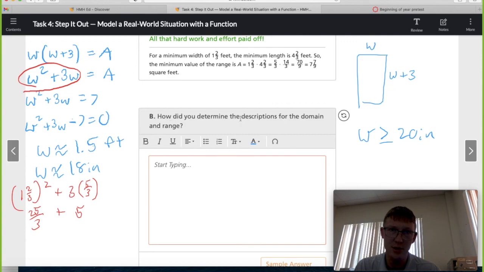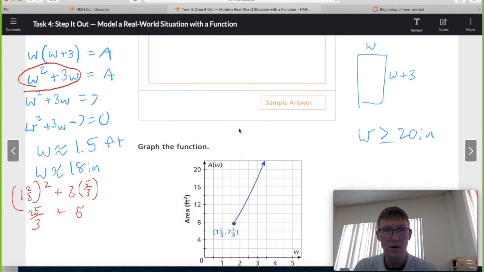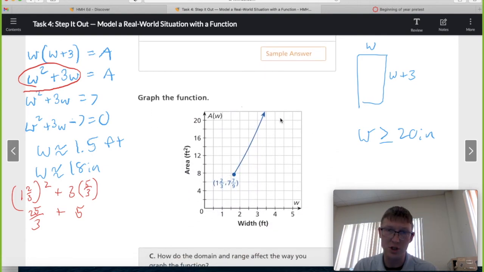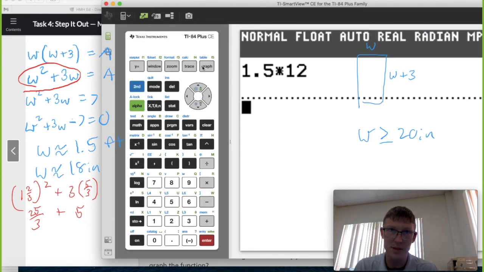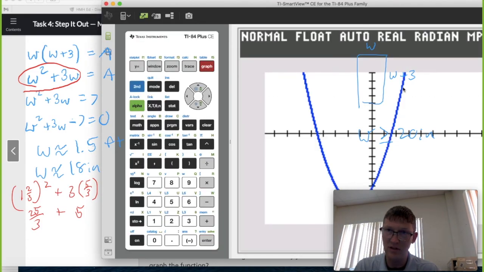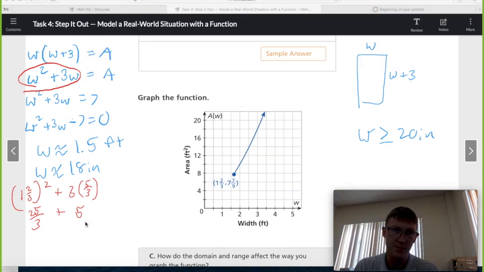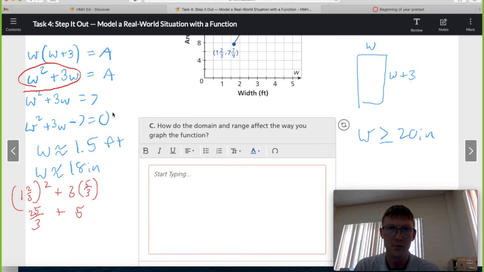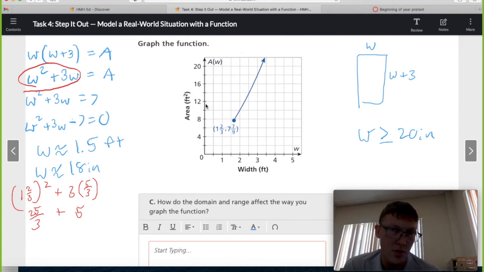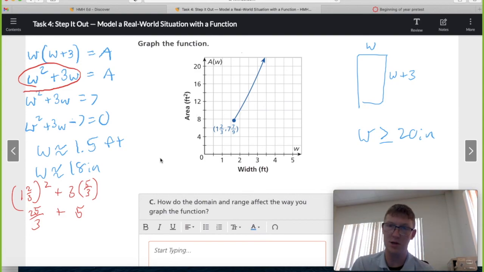How did you determine the descriptions for the domain and range? So we were given the domain and then we solved for the range. Sometimes you have to do that. So there's the graph of the function. So it looks similar to the one that we had, except it's just this chunk right here. How do the domain and range affect the way that you graph the function? Obviously, you don't have to graph things that are not in the domain and range.